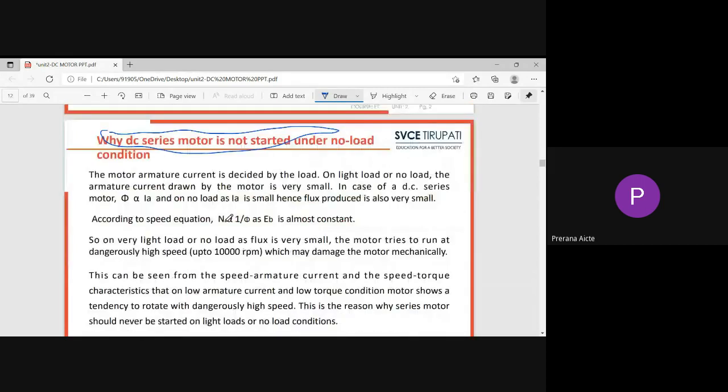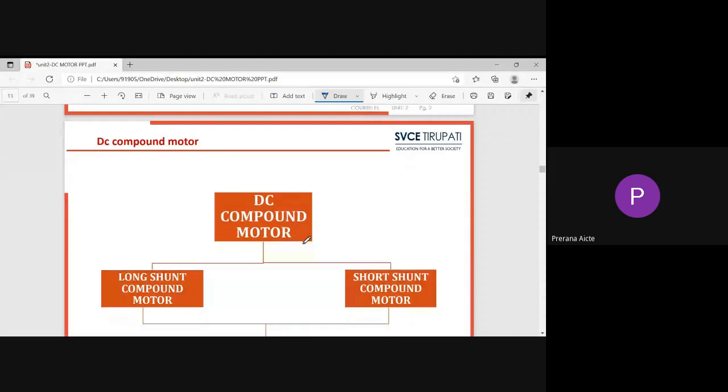So that's why you have to clearly understand that the DC series motor cannot be operated under no load condition. If we operate it, the motor speed is going to be dangerously high. To limit such speeds, we place some load on the motor. Then we can operate it. Yes, that is one more important point regarding the DC series motor.